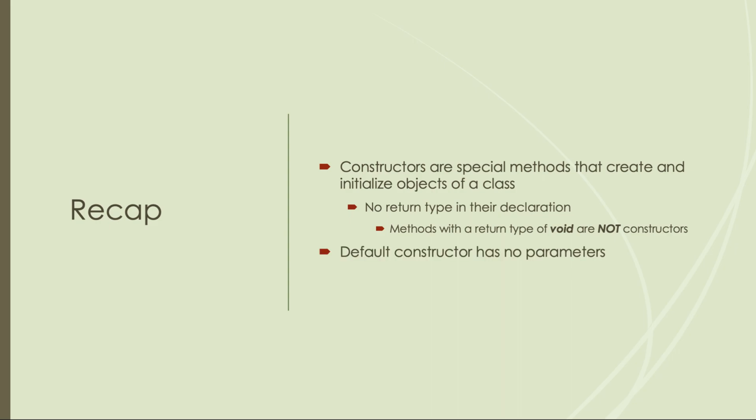Let's recap whatever we've learned so far in this section. Constructors are special methods that create and initialize objects of a class. And there is no return type in these constructors. If we have a return type, a void, or any data type, they're called methods, not constructors. And also we have a default constructor that has no parameters.